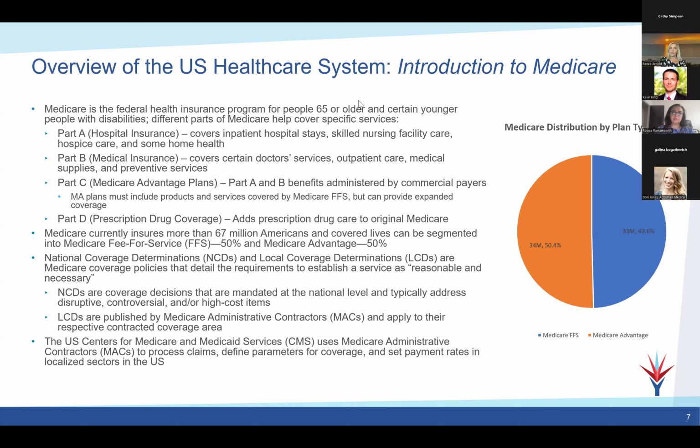There are 4 parts. Part A is hospital insurance, covers inpatient hospital stays, skilled nursing facility care, some home health. Part B, medical insurance, covers outpatient care, medical supplies and preventive services. Part C, Medicare Advantage, is basically HMO, if you will, where parts A and B are administered by commercial payers. United Healthcare is a big one, as is Humana. And Part D, since 1965, has been prescription drug coverage.